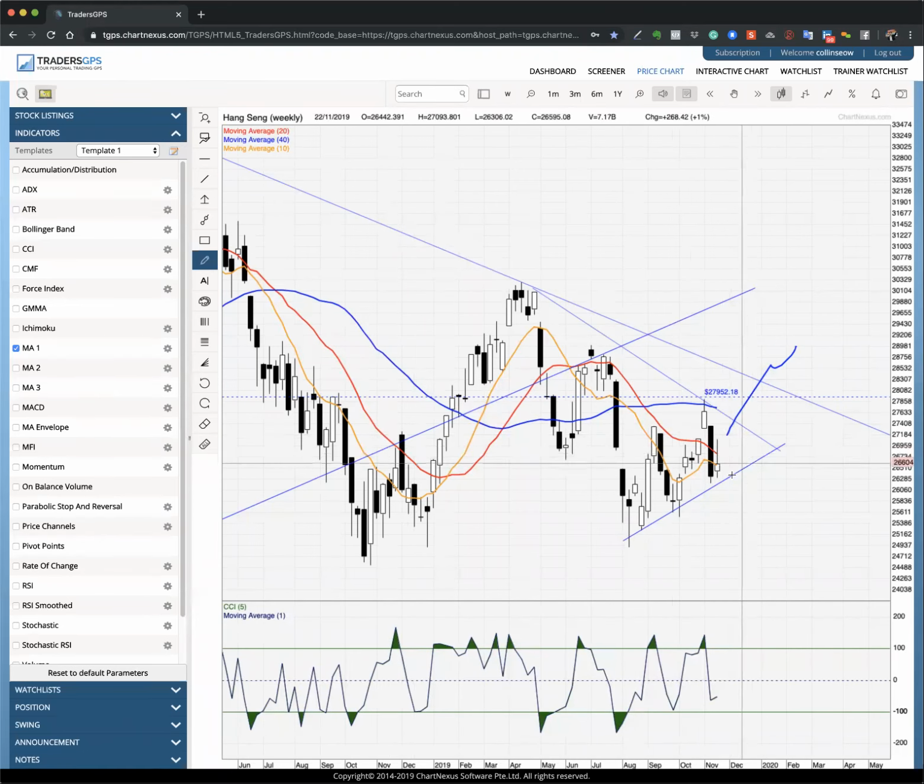If it breaks below this low, which is 26,100, then the continuation is more towards down. So right now, meanwhile, it is consolidating. That is for the Hang Seng Index chart.